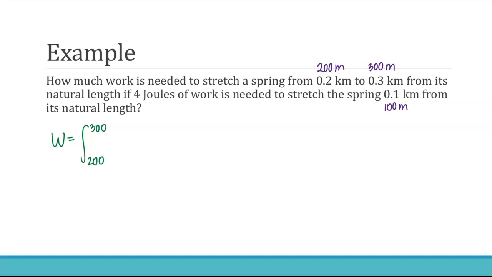But just like last time, we are not given the spring constant. So we are not given the value of k. So we're going to have the force is k times x, but we're not given the value of k. And this one's also different than the last problem because we are given some more information, but we're not given the force. This time we're actually given the amount of work. So if 4 joules of work is needed to stretch the spring 0.1 kilometers from its natural length.